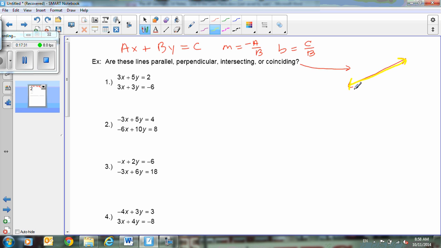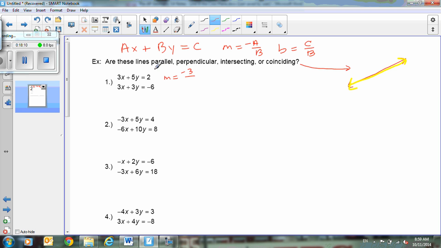Pretend like that yellow line is laying exactly on top of the red line. What that means graphically is that they share every point. Algebraically, what that means is every ordered pair that satisfies one equation will satisfy the other equation. So we can determine what relationship these pairs of lines have simply by looking at their slopes and, if necessary, their y-intercepts. So let's take a look at example 1. The first line, we're going to find the slope by taking the opposite of A over B. A is positive 3, so its opposite will be negative 3.